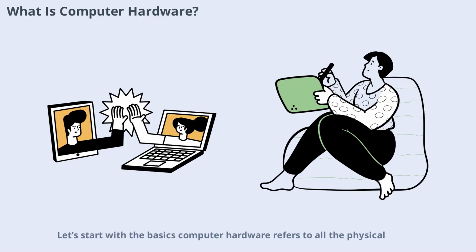Let's start with the basics. Computer hardware refers to all the physical components that make up a computer system. Unlike software, which is the set of instructions and programs, hardware is everything you can touch, like the case, motherboard, and keyboard. Hardware and software work hand in hand to perform tasks from browsing the web to editing photos.